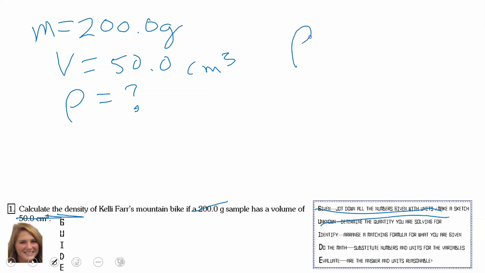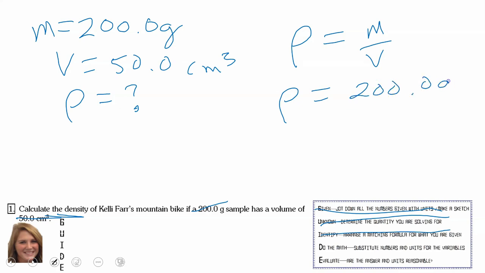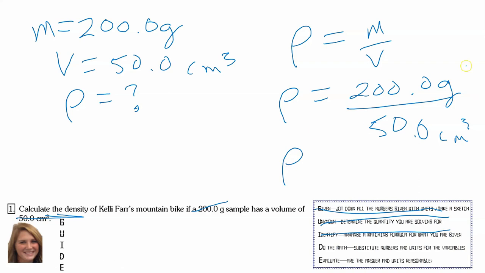So we can use that density is mass per unit of volume. And we're solving for density, so it's already arranged. Put the numbers in. Mass 200.0 divided by 50.0 centimeters cubed. So really we're asking how many 50s will wholly fit into 200, and that is 4.